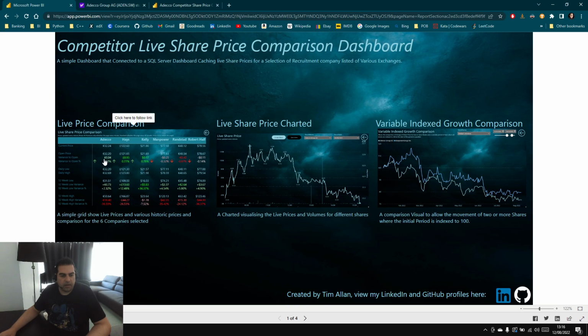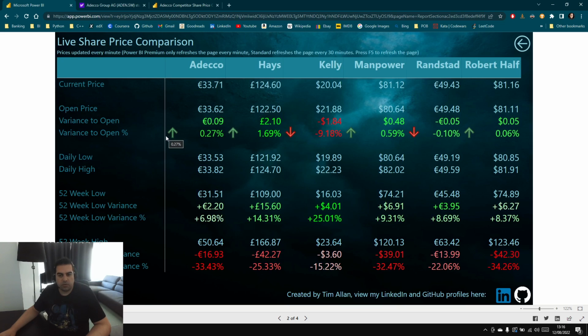All right, so the dashboard, I've just put three thumbnail images of the pages. So it shows a live price comparison, a live share price charted, and a variable index growth comparison. So let's have a look at the first page. This page shows the current prices for Adecco and five of the largest recruitment companies in the US or Europe, and it shows the current share price that they're trading at. And this information is based on my share price analyzer database.